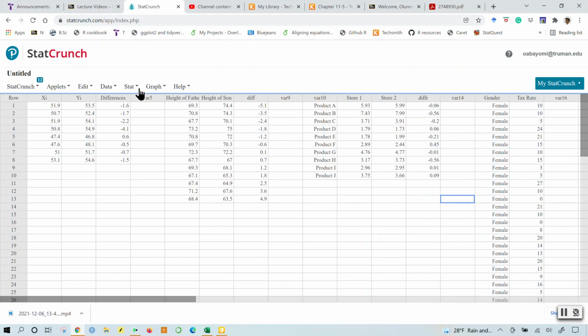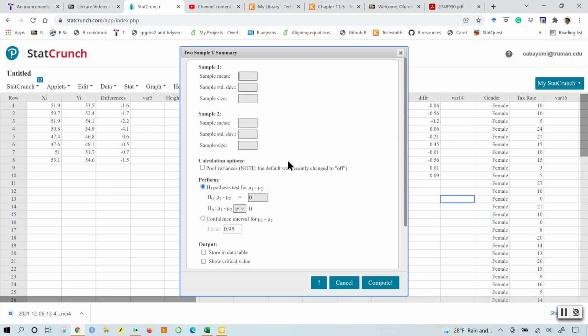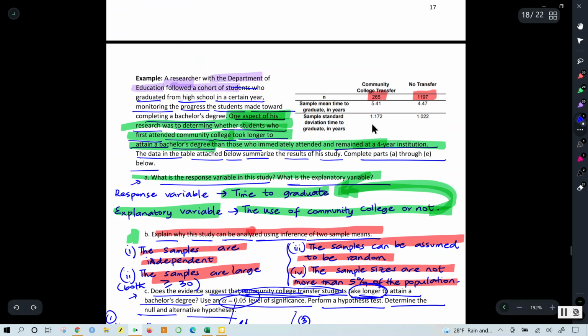Here I am in StatCrunch. I will go to Statistics, T-Stats, two sample with summary, because we already have a summary table here. So with summary, and for the first population, sample 1, the average time it took them was 5.41. Where did I get this average from? Let's go back. Sample mean, 5.41 for the first population.